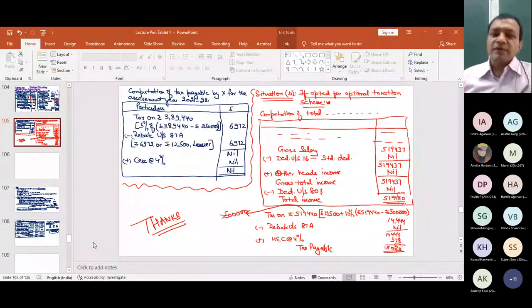If you see carefully here, then in this case, assessee is in benefit when he does not opt for optional taxation scheme, because at that time the tax payable is nil. If you opt for this scheme which is having less rate, tax payable is more.